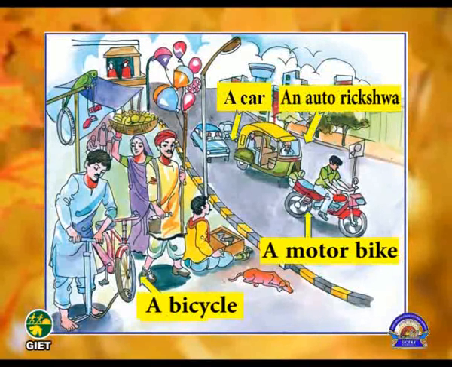And there are cars also. There are 2 cars at the back of the rickshaw. So there are 5 vehicles in this picture. A car, a motorbike, a bicycle and an auto rickshaw.